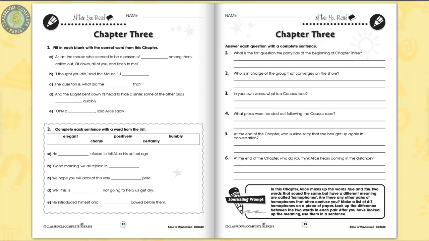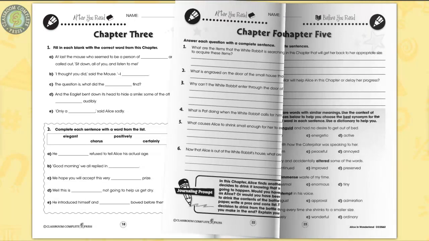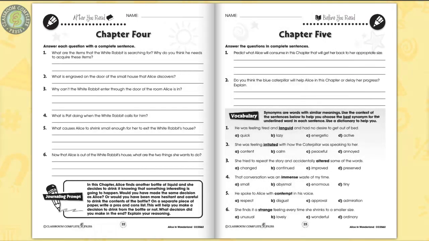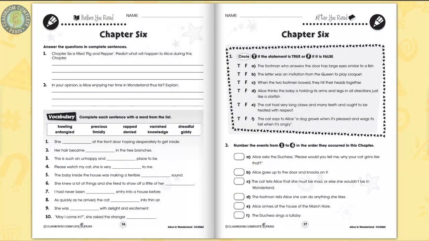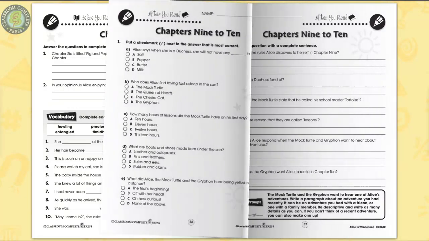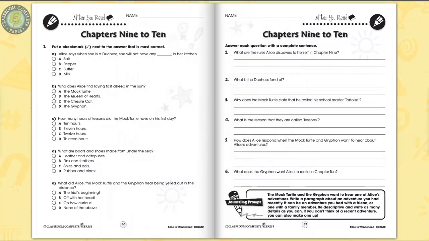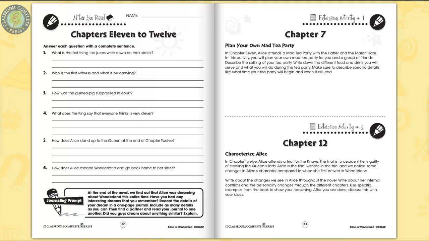Make a list of homophones and describe their differences. Predict what actions Alice will take based on past actions. Put events in order as Alice meets the Duchess and Cheshire Cat. Describe what the Gryphon wants Alice to recite. 4 additional extension activities follow.